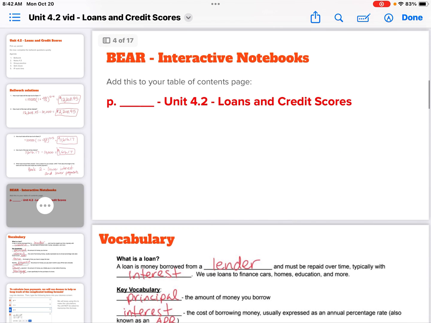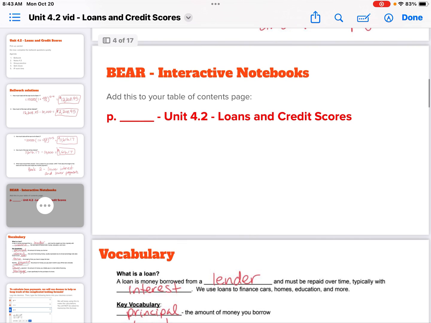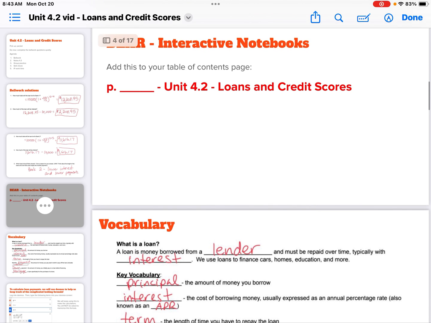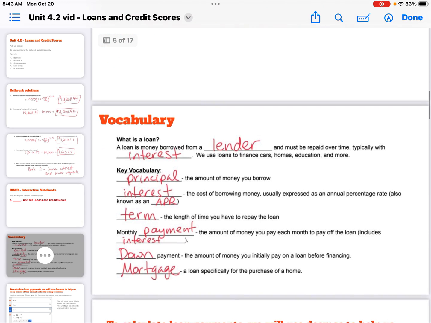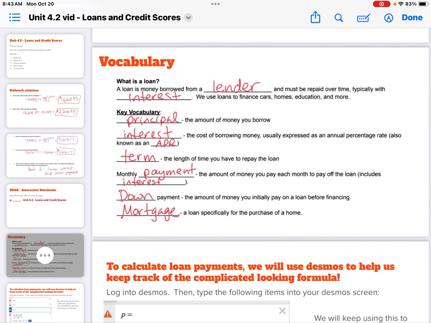All right, so now we're going to put our notes into our notebooks. I'm not 100% sure which page we're on, but you all know how to do this by now. So add this to your next slide here, or your next page in your notebook. 4.2, loans and credit scores. All right, I'm going to go ahead and show the next slide here.